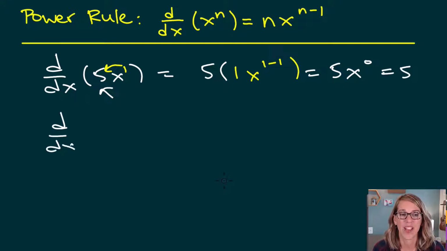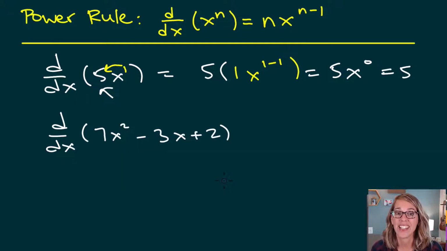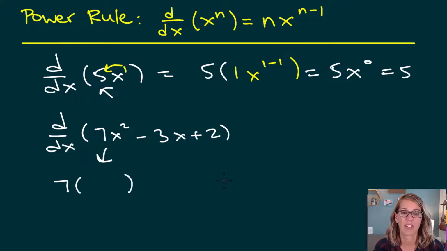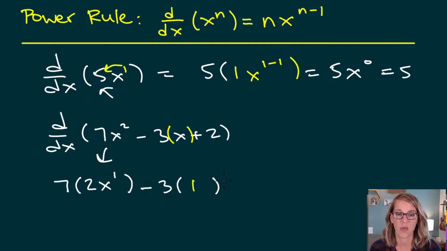Let's combine some. So if I do d dx of a polynomial, let's do 7x squared minus 3x plus 2. I can take the derivative term by term. So as I take the derivative of 7x squared, I end up with 7, and then I'm going to do the derivative of x squared. That's going to be 2x to the first. Minus 3, now I'm going to do the derivative of x. The derivative of x is equal to 1, so I get a 1 there. And then finally on the end, I get plus the derivative of 2. The derivative of a constant is equal to 0.